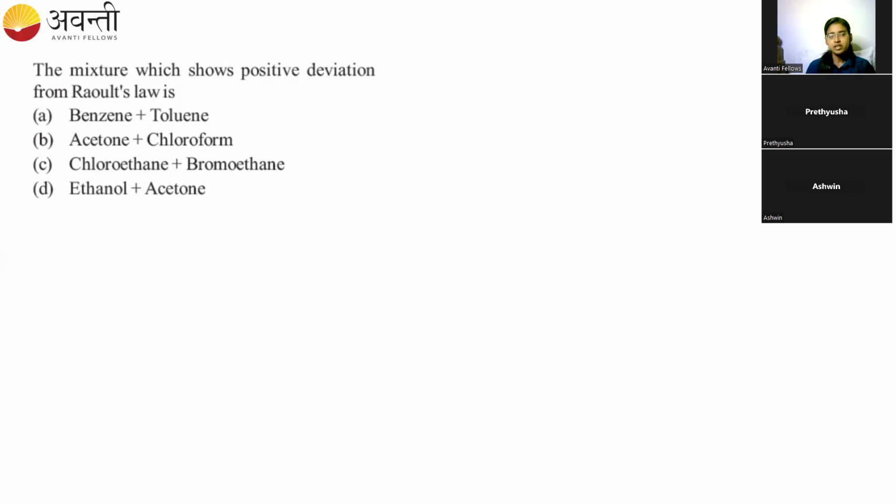The mixture which shows positive deviation from Raoult's law is... Can anyone give me the answer for this? Benzene and toluene, acetone and chloroform, chloroethane and bromoethane, ethanol and acetone. Which is the answer, students? I told you, no? Examples are very, very important here. Which is the correct answer for this question?